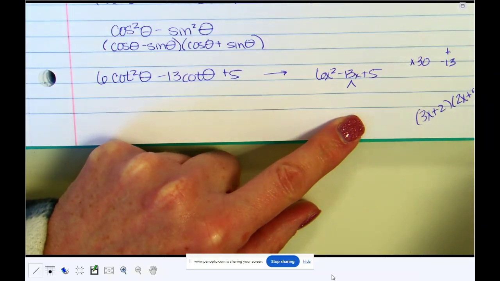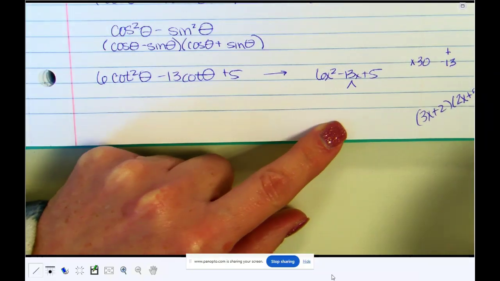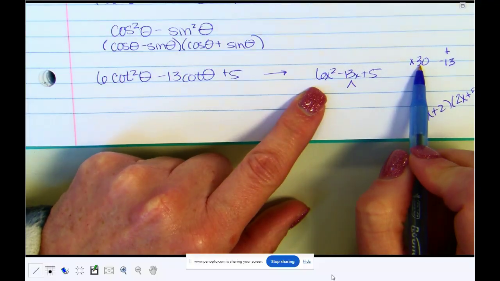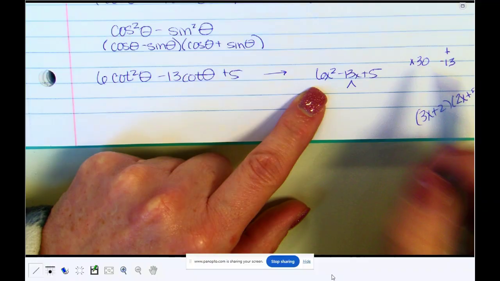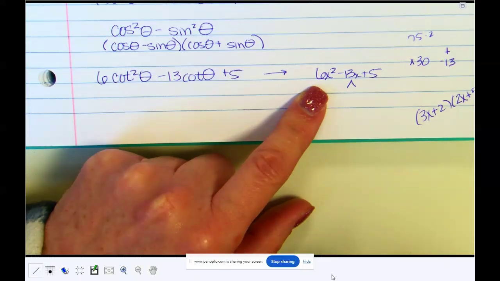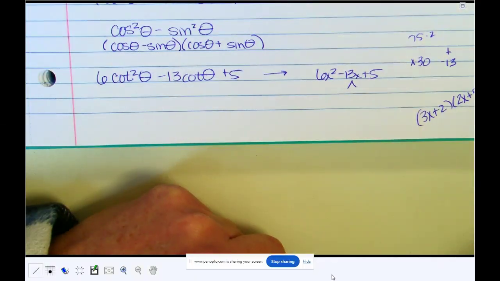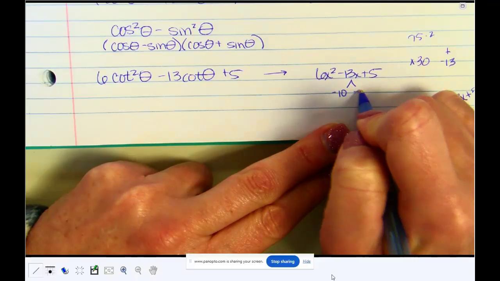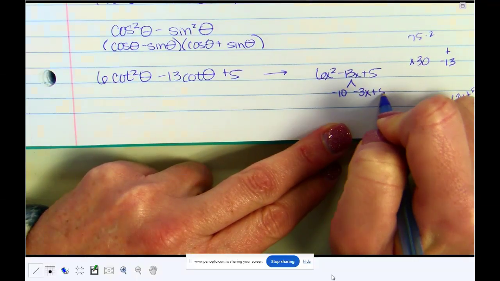No. Yes. No. Positive 30. Yours multiplies to -30. If you have -15 times 2, that's -30. So there's another option. Yeah, 3 and 10, both negative. So -10, -3, x plus 5.